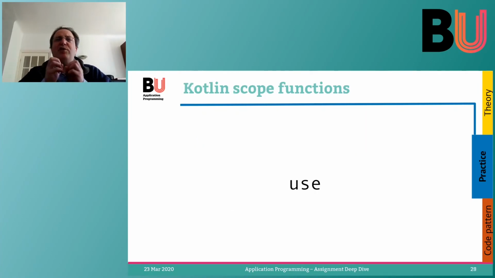A slightly different one is use. One thing you may notice with Java, there's this try-with-resources construct where you can use resources and then automatically have them closed. Kotlin does not have that at the language level. However, Kotlin has the use function. You could even write your own use function, and this use function does basically the same thing.